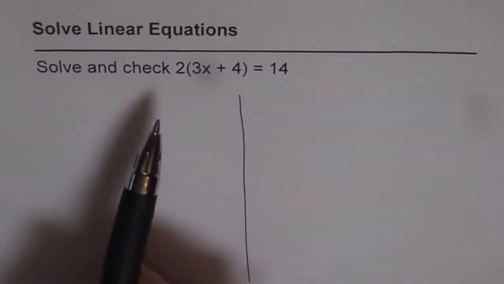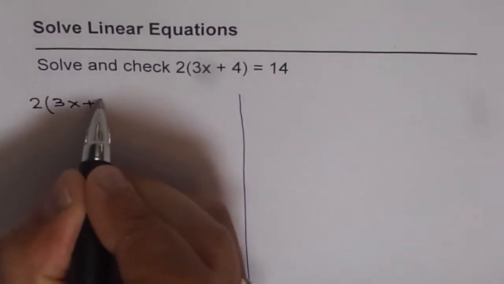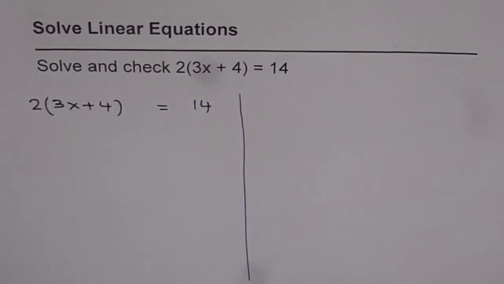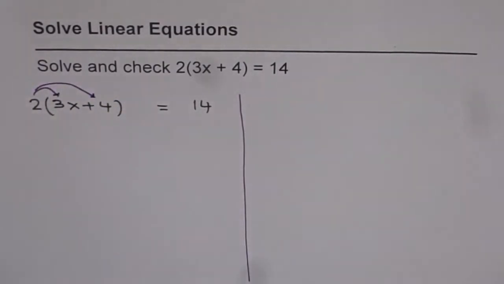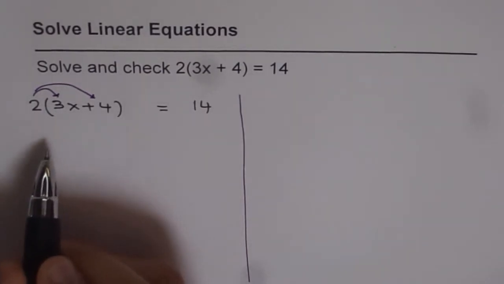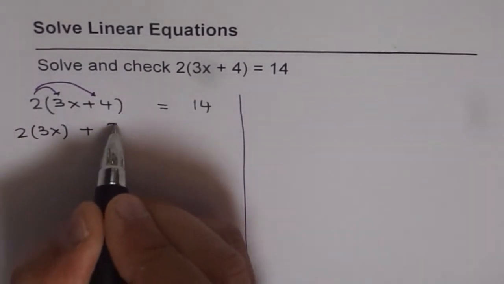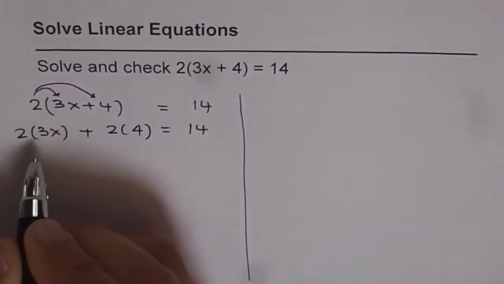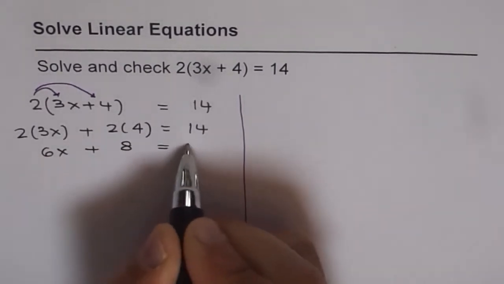So the first one we'll do like this. It is 2(3x + 4) = 14, right? We'll apply the distributive law and expand it. The distributive law is to multiply 2 with both the terms inside the bracket. So it is 2 times 3x plus 2 times 4 equals 14. Now that gives you 6x + 8 = 14.